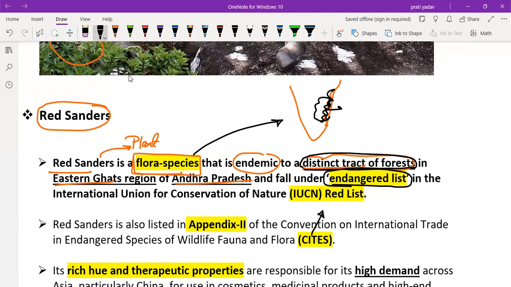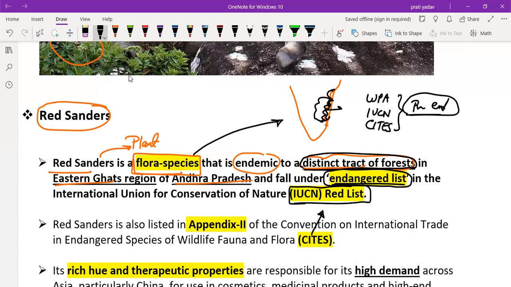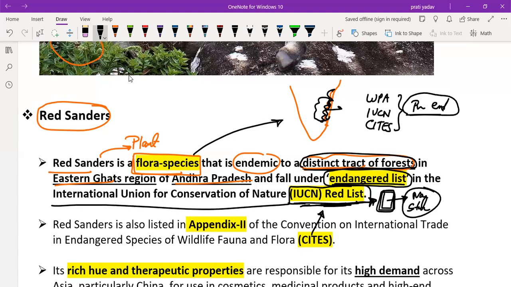Yeah, I remember the next one, what I told you, I forgot. One is WPA, next one is IUCN, and third one is CITES. These are three important organizations which are working on the protection of endangered species and protecting them in the wild, in the forest, as well as in the zoos. So red sanders is on the endangered list in the IUCN Red List. IUCN released a book. Its pages are red. That's why the book is called the IUCN Red List. It has the names of species, their status, all things. That's why it is called the Red List of IUCN, and it is released by the IUCN. IUCN means International Union for Conservation of Nature. Remember, CITES, IUCN and WPA.